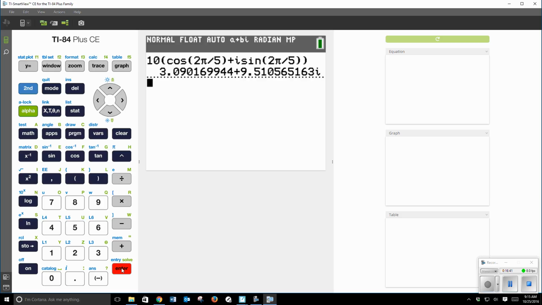So that's how you would find standard form for a complex number that's given in trigonometric form.